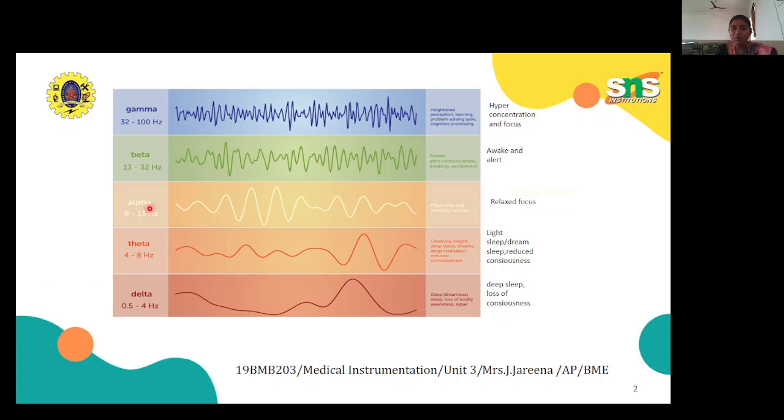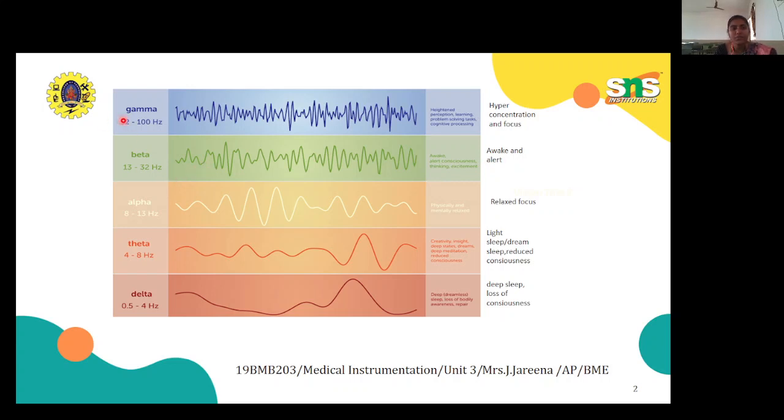Similarly for alpha, if you are getting this type of waveform when measuring EEG, it means that the person is relaxed both physically and mentally, without any disturbance. If you take beta, that is 13 to 32 hertz, it means that the person is awake and alert, concentrating very much on the particular thing they are doing or dealing with. In that case the person is having beta waveforms.